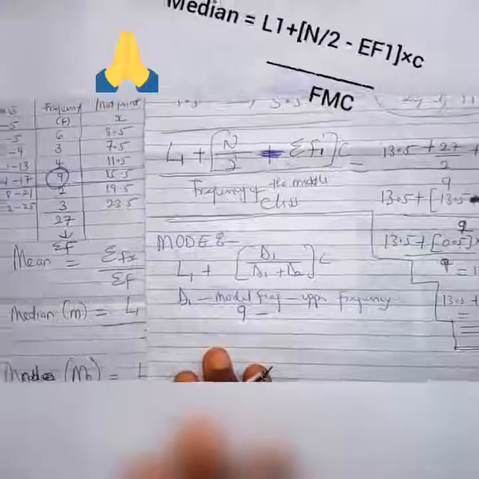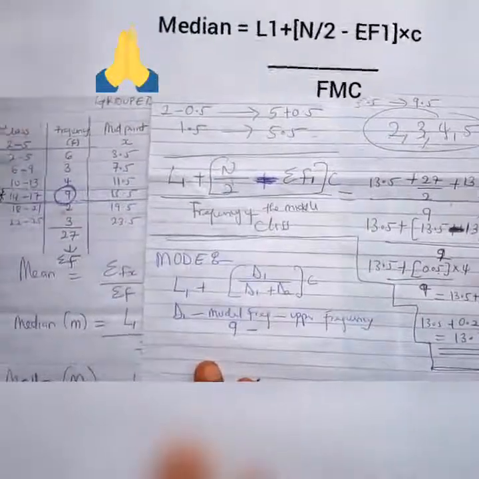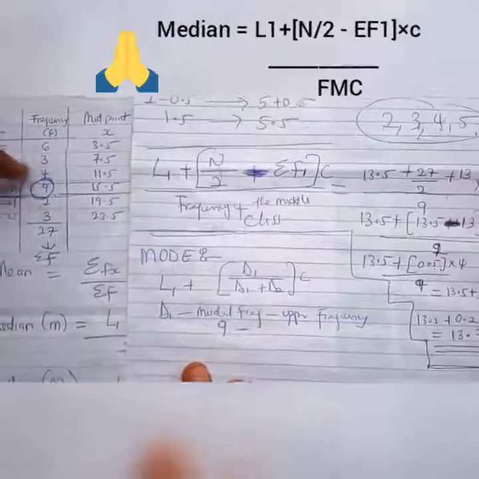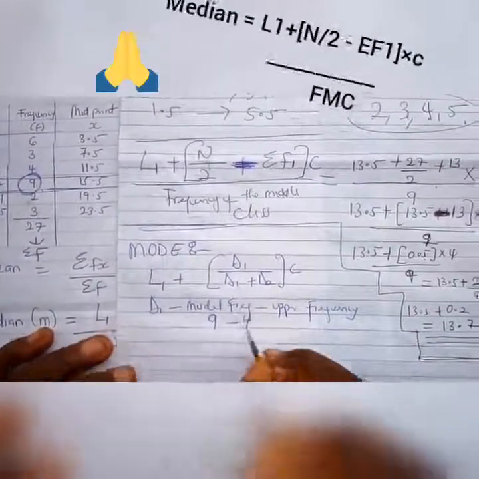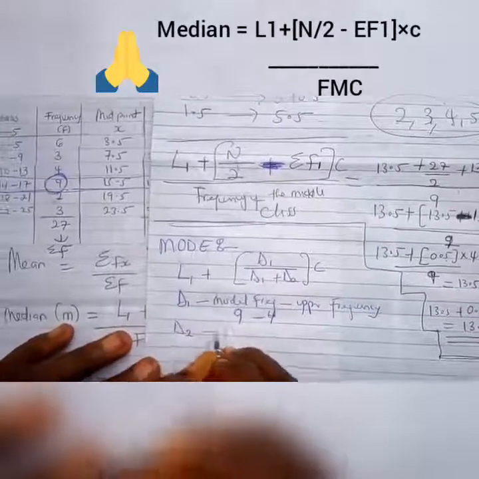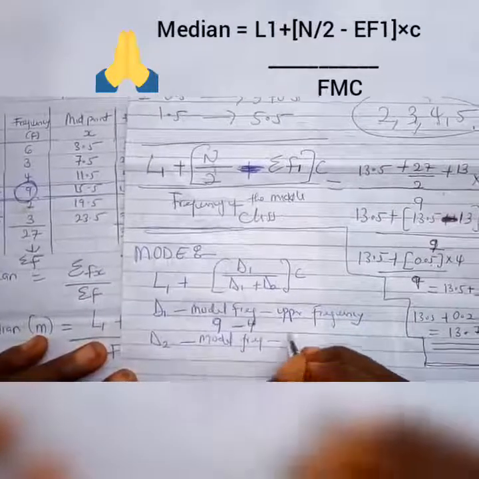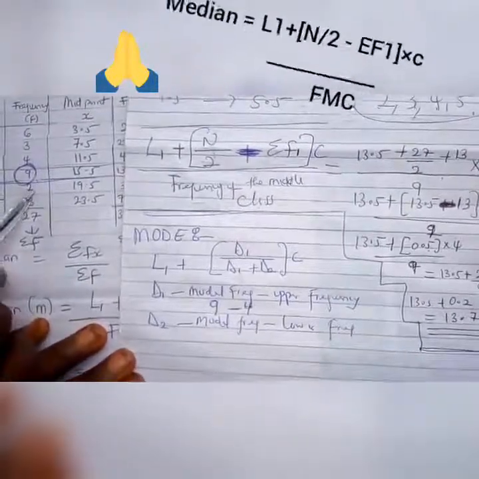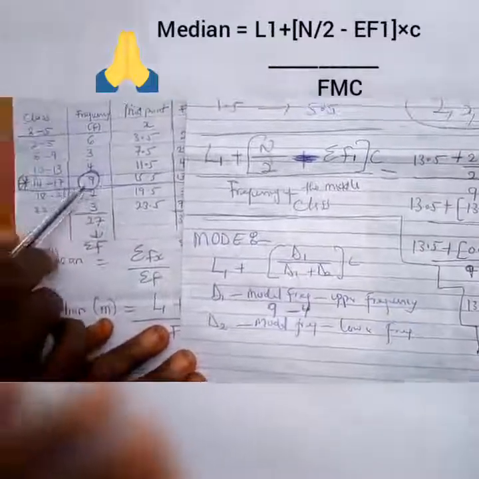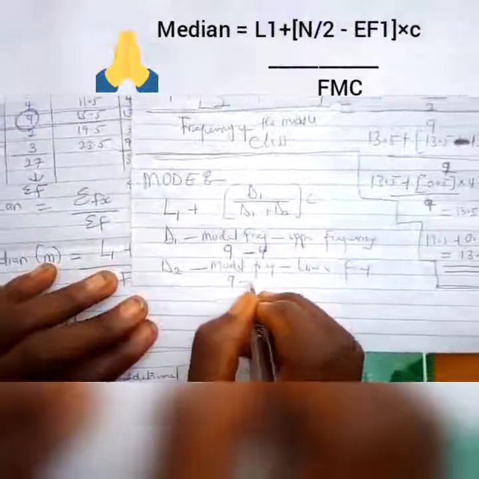What is the frequency that is above that 9? The one on top of it. The one on top of it is 4. So you are having 9 minus 4. And D2 is the modal frequency minus the lower frequency. The lower frequency here is 2, the one next to it. So you're having it as 9 minus 2.